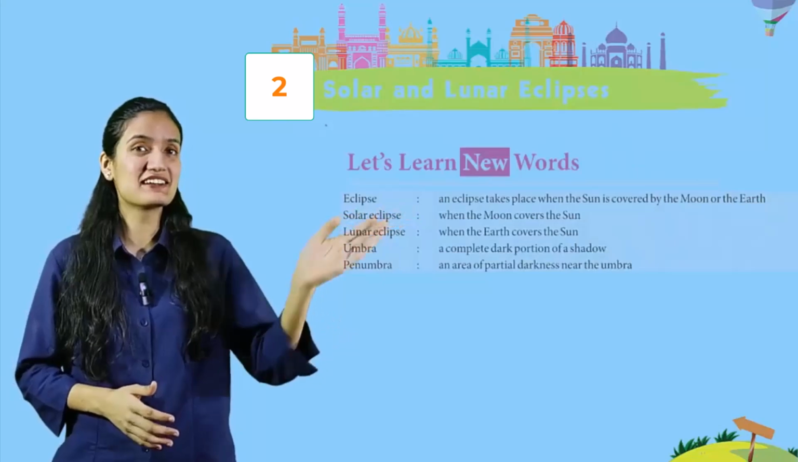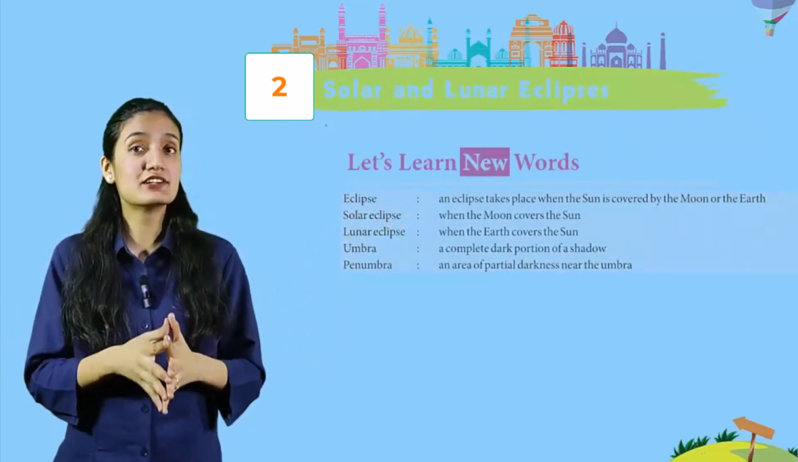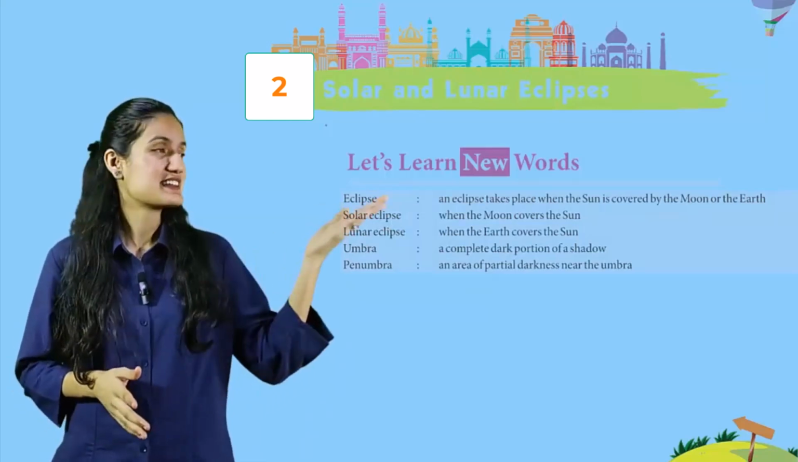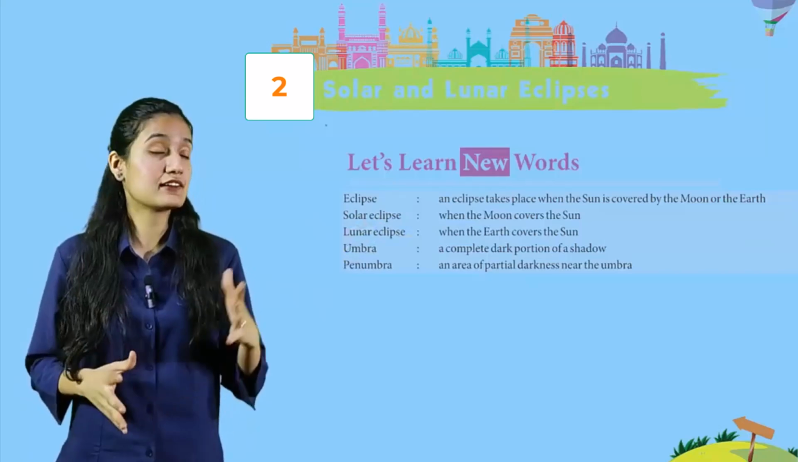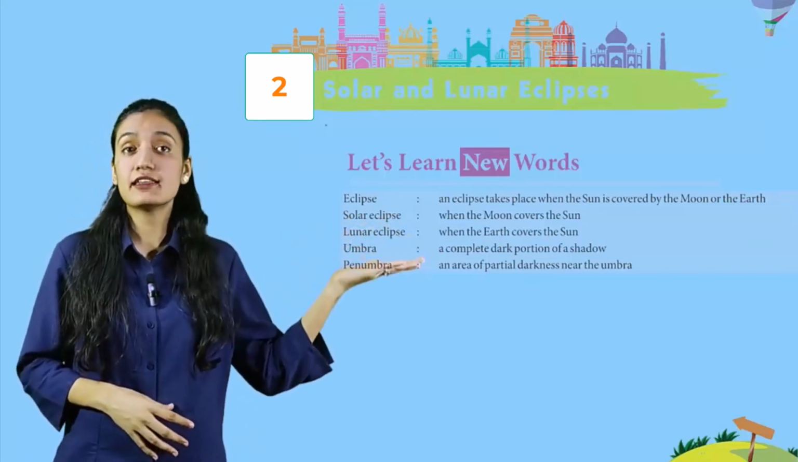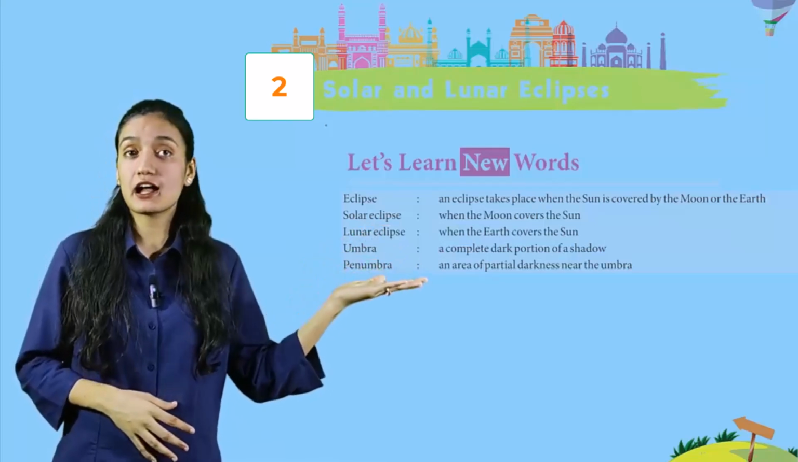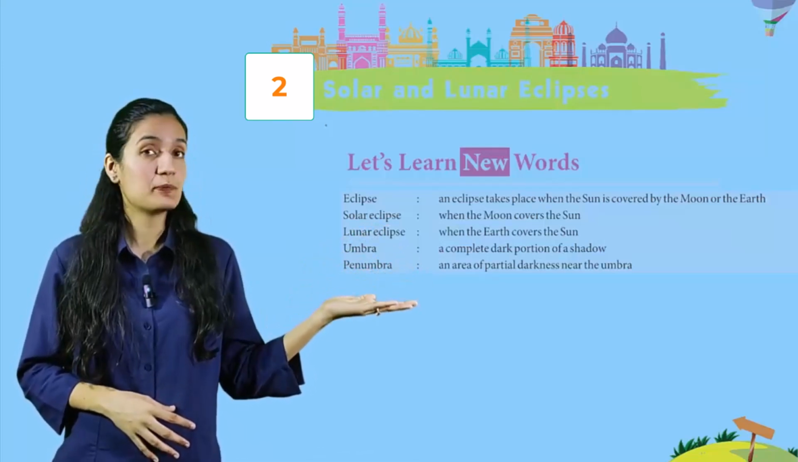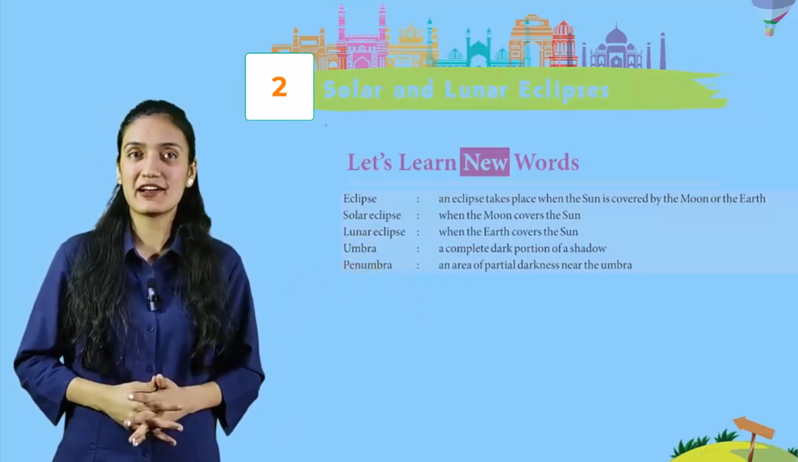Now, let's learn new words. Eclipse. An eclipse takes place when the sun is covered by the moon or the Earth. Solar eclipse. When the moon covers the sun. Lunar eclipse. When the Earth covers the sun. Umbra. A completely dark portion of a shadow. Penumbra. An area of partial darkness near the umbra.